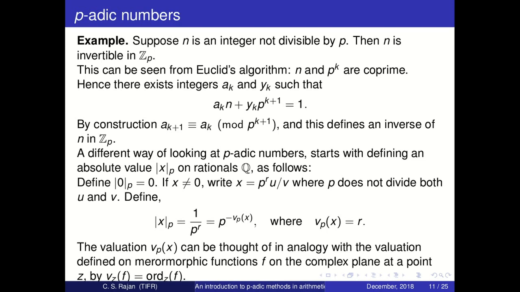The valuation v_p(x) can be thought of in analogy with the valuation defined on a meromorphic function. Suppose you have a meromorphic function on the complex plane, then you can look at the order of its vanishing, order of zero or pole, at any point. So this is like the prime p being a point, and x is like a meromorphic function, and I'm looking at the order of divisibility. Here you are looking at the order of divisibility of w minus z, where z is a point.